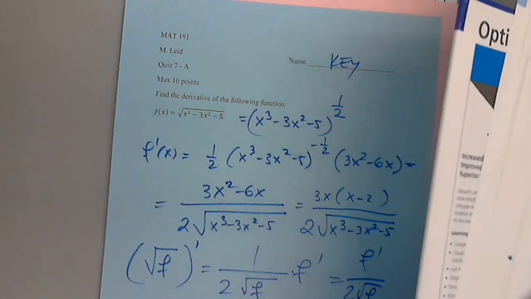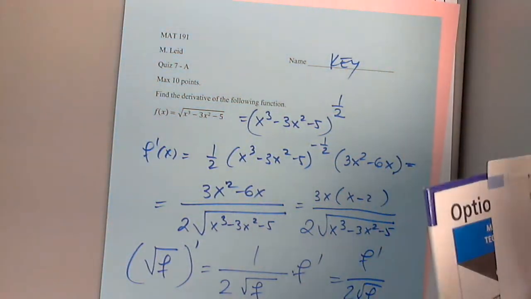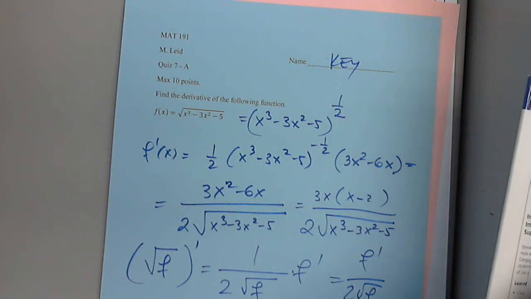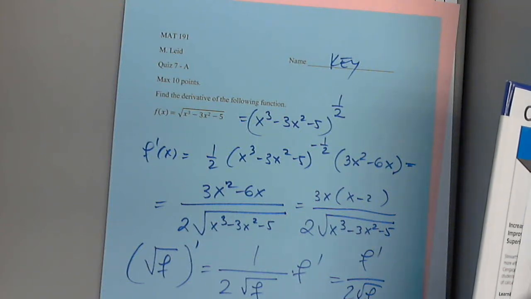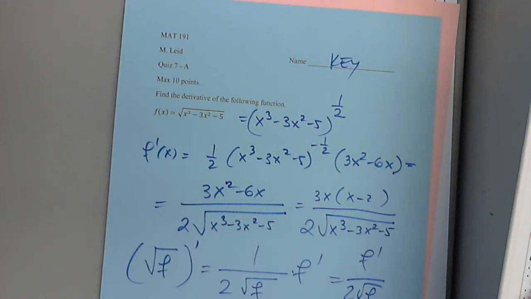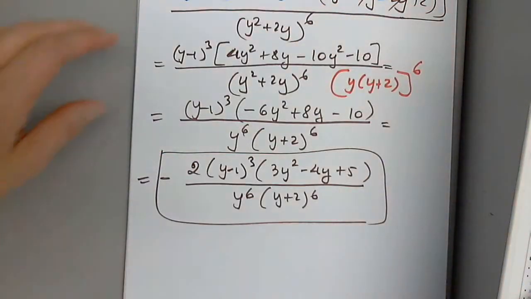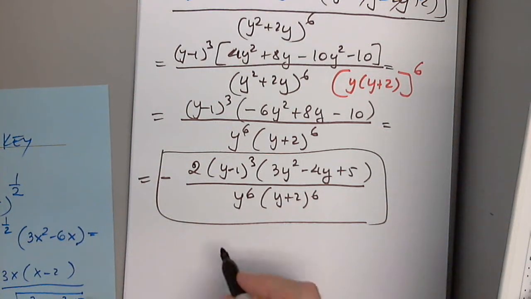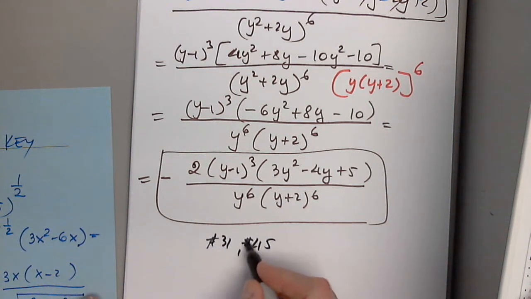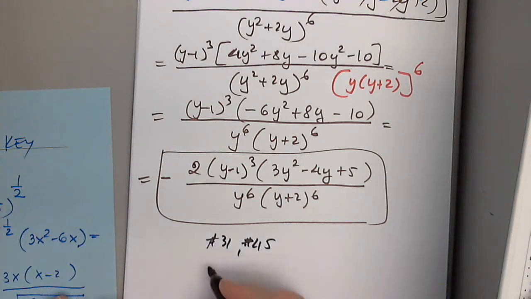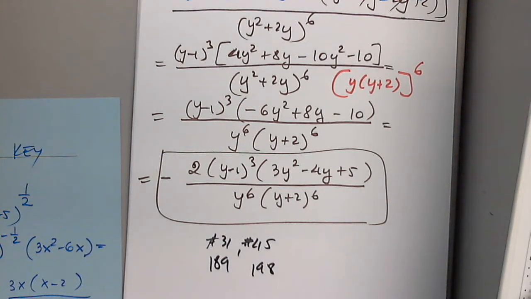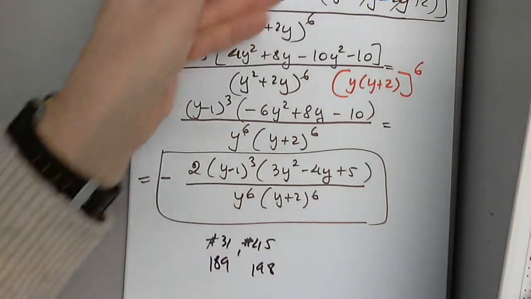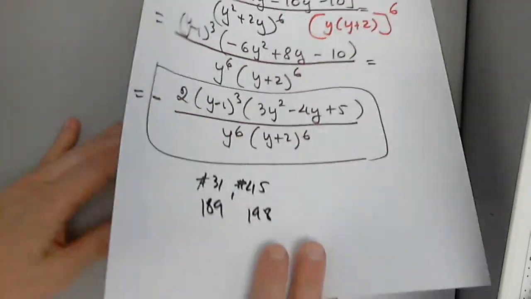Okay, so back to 3.4. Other questions? You had something about homework, Ricky. Yes, what was it? And then Braden. Number 31 and number 42? You said 31 and 45? Yeah. 31 and 45. And 31 is on page 189, and 45 is on 198. Very good. That's all I needed. Okay, so let's start with 31 and see what the problem was with 31.